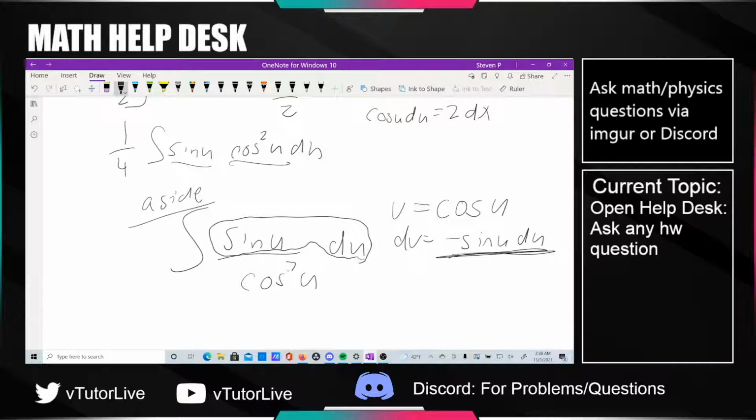This is basically cosine to the negative 7th. It really doesn't matter too much whether it's on bottom or on top is the point that I'm getting at here. Yeah. Okay. Good, I get it.